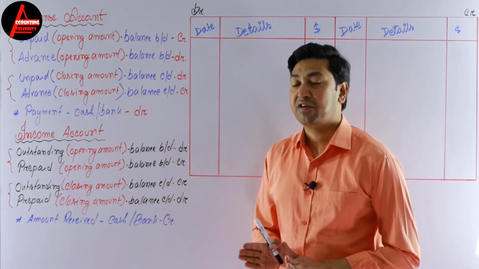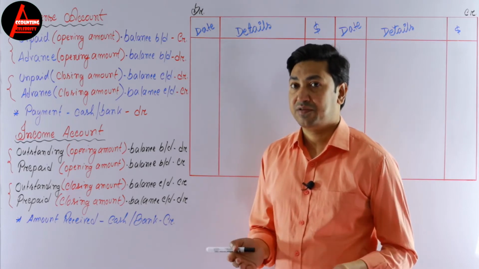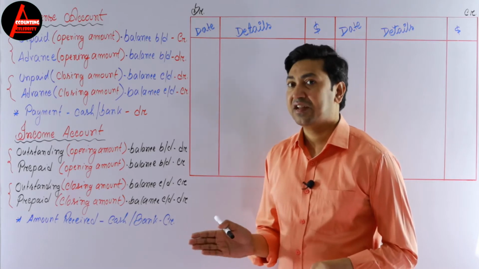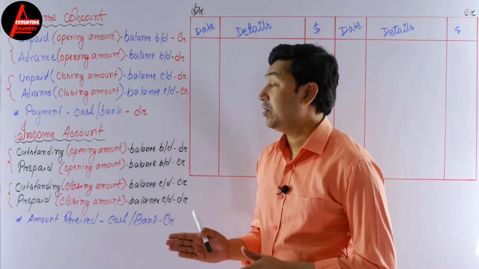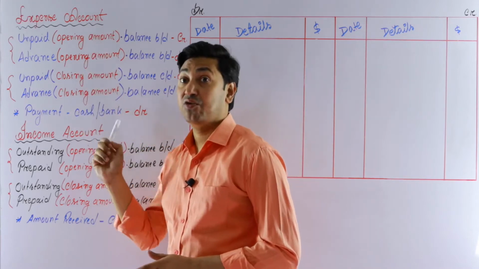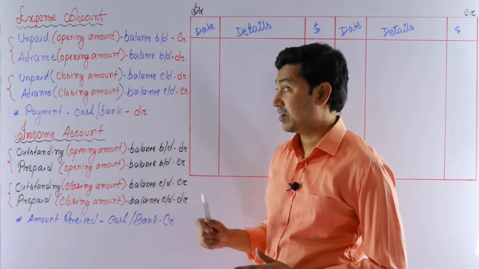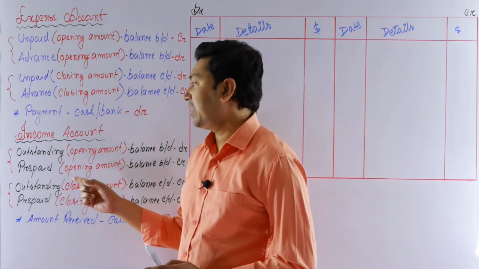There are two types of accounts we already know for this chapter. Some accounts are for expenses, some accounts are for income. So this is an income account. Here we will not follow the expense account preparing procedures. We will follow the income account preparing procedures. So what is written here?